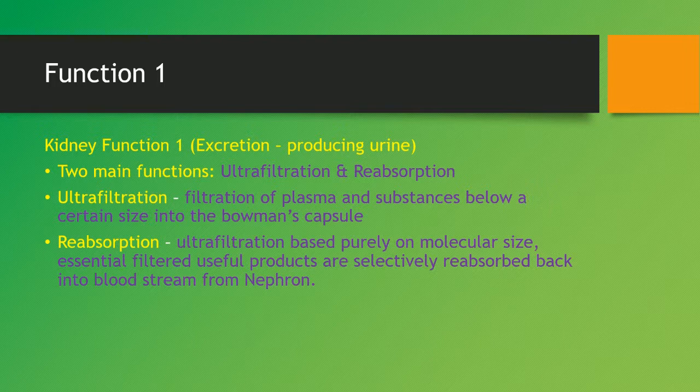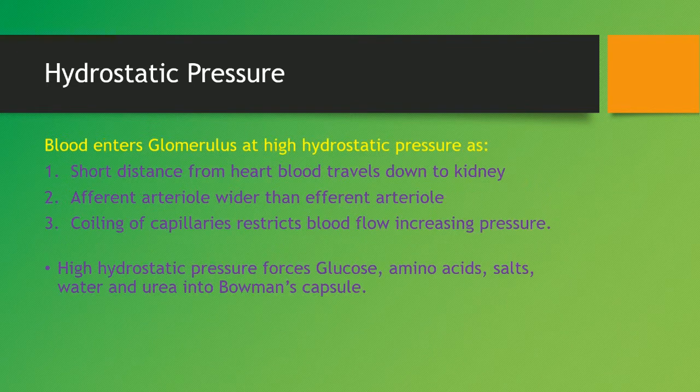Ultrafiltration is the filtration of plasma and other substances below a certain size into the Bowman's capsule. Reabsorption, however, is different, as ultrafiltration is based purely on molecular size. Reabsorption is when these products are selectively reabsorbed back into the bloodstream from the nephron, and it is essential that the useful products that get filtered through are reabsorbed.